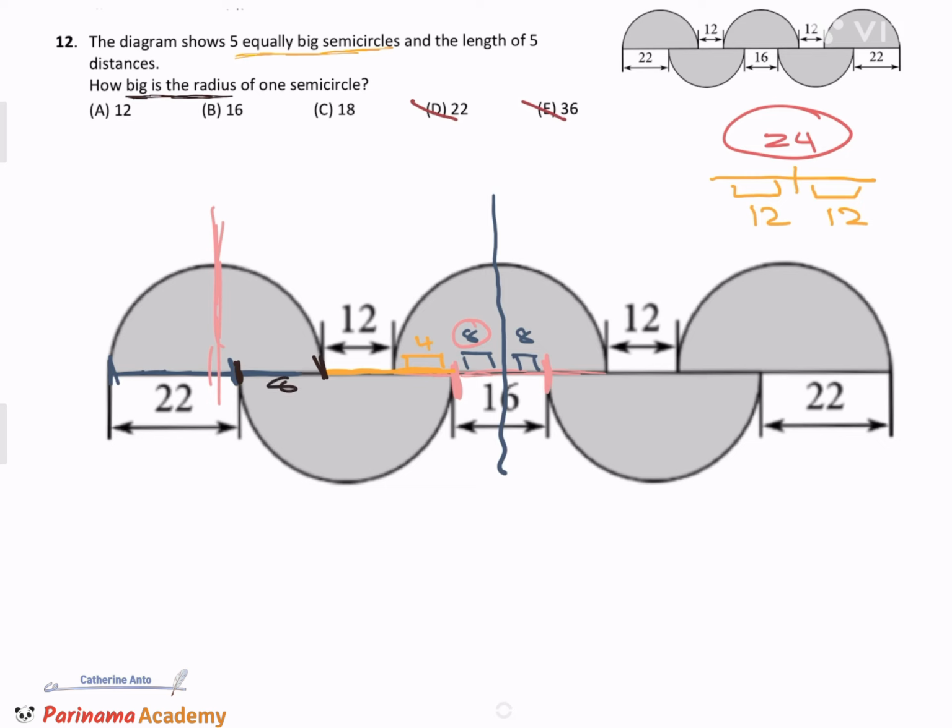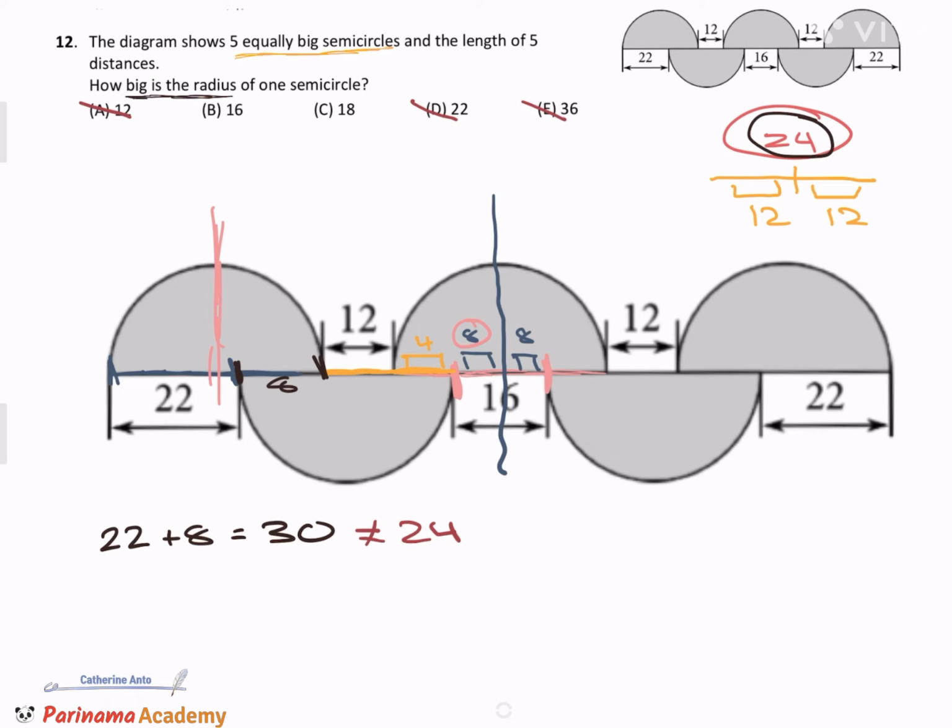But if we add 22 and 8 together, we get 30. But the diameter should be 24, and 30 is not equal to 24, which must mean that A can't be our answer. Next, let's look at B.